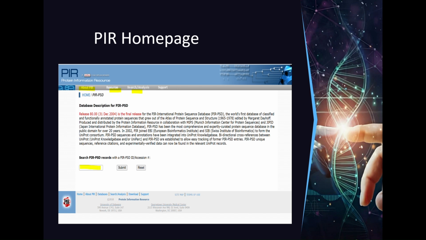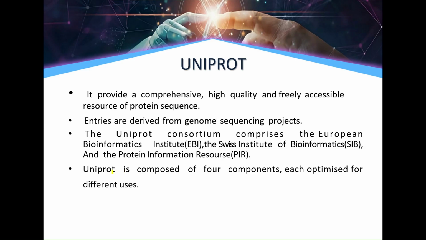Here you can input your accession number or ID for a particular protein sequence. UniProt, again, is another kind of protein sequence database. It is a very comprehensive, high quality, and freely accessible resource of protein sequences. The UniProt consortium comprises the European Bioinformatics Institute, the Swiss Institute of Bioinformatics, and the Protein Information Resource. It includes all these three institutes and becomes a comprehensive protein sequence database.